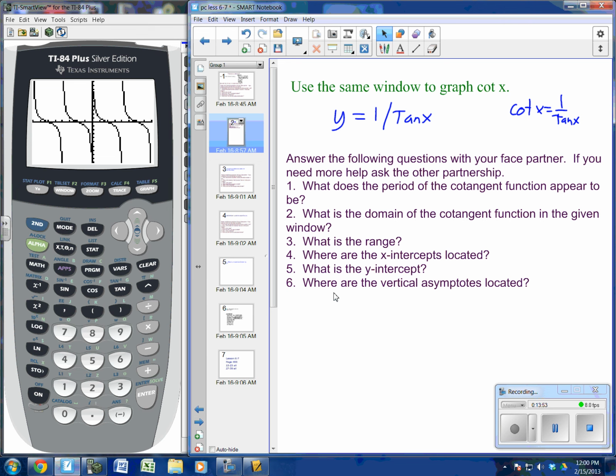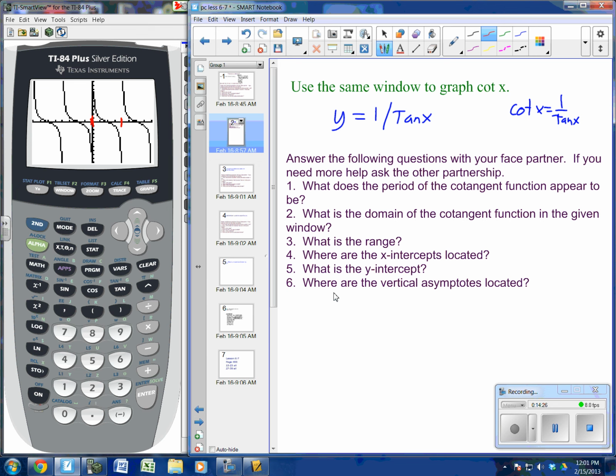Number 1, what does the period of the cotangent function appear to be? Does it appear to be 2 pi? What do you think? It's pi, like the other. Notice that it only goes from 0 to pi. So the period is pi. What you need to know that's different: the sine and cosine period was 2 pi, and the tangent and cotangent period is pi. Got it?